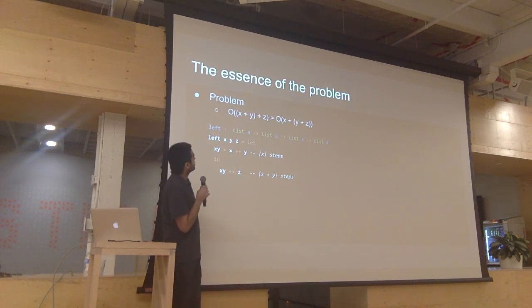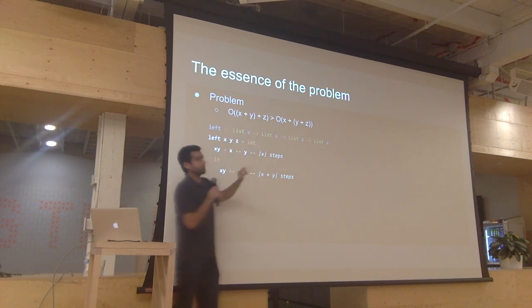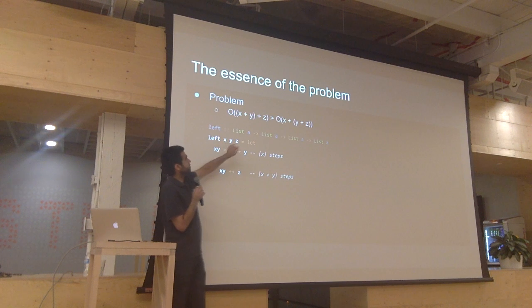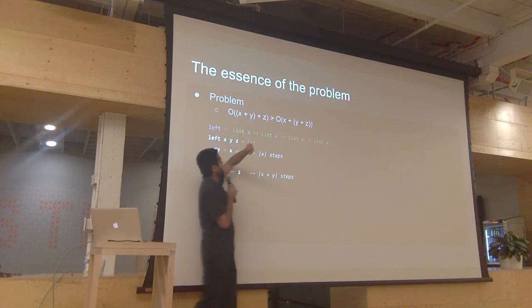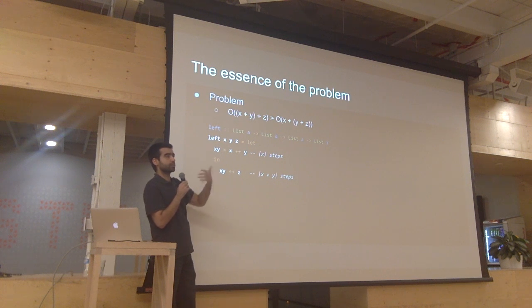Right. So let's look at left associativity explicitly versus right associativity here. I define a function left. It takes in 3 arguments, x, y, and z. And I'm making this sort of sequencing explicit.